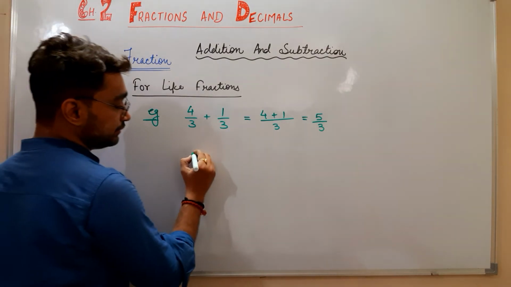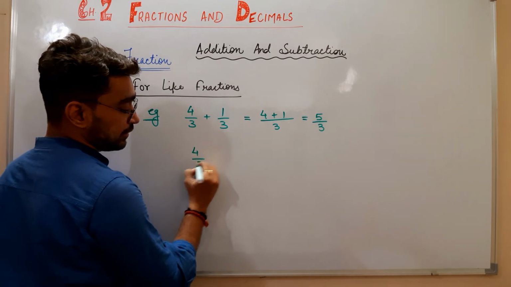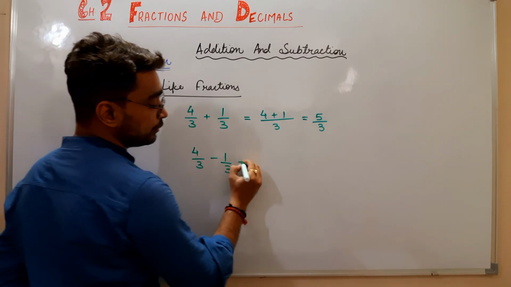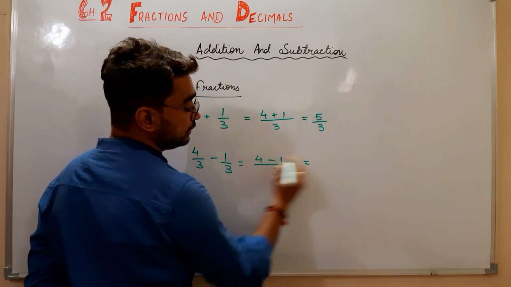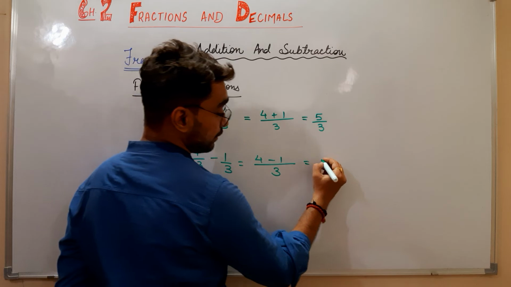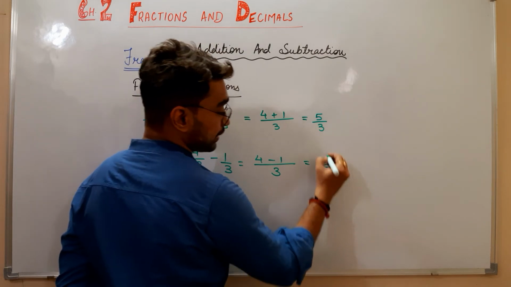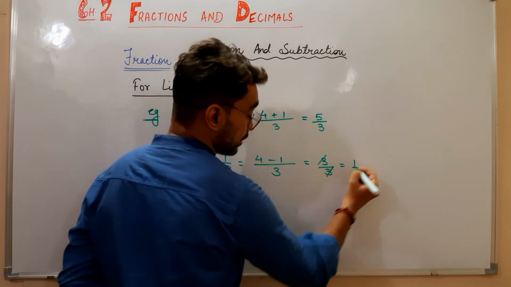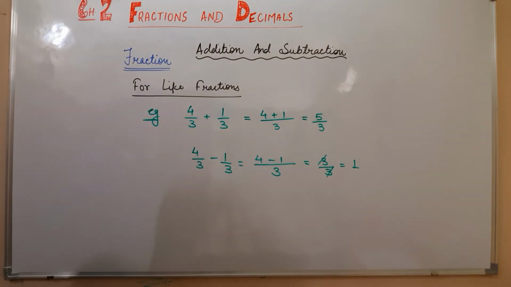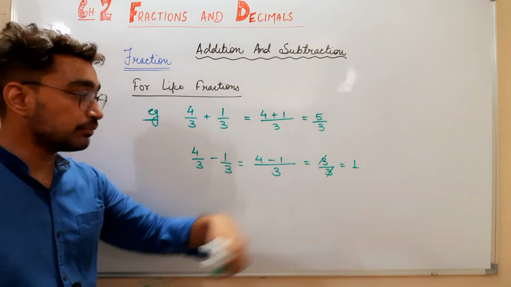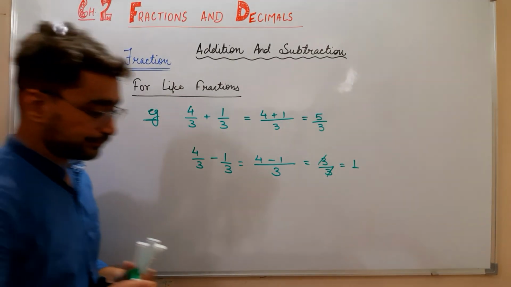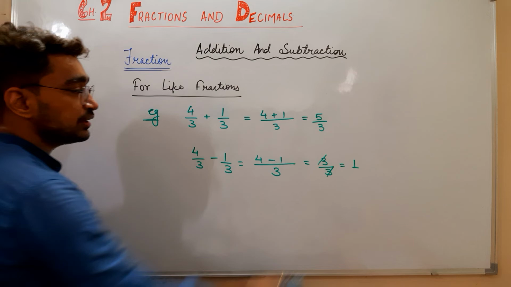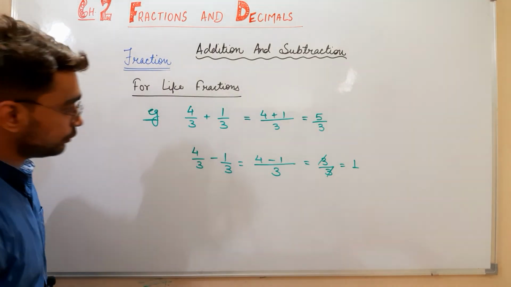If it is a minus, like 4 by 3 minus 1 by 3, then what will you do? Same method, just the difference of the symbol here. Then 4 minus 1, that will be 3 by 3. And 3 by 3 will be called 1, the whole one. Later on in my classes, you will understand how you get 3 by 3 as 1. If you are writing 3 by 3 and leaving it like that, it is also right, no issues.